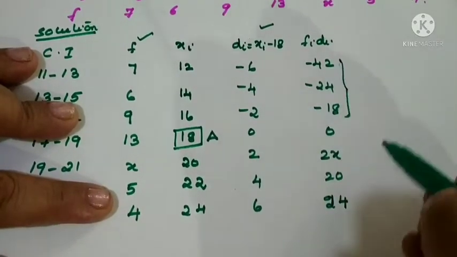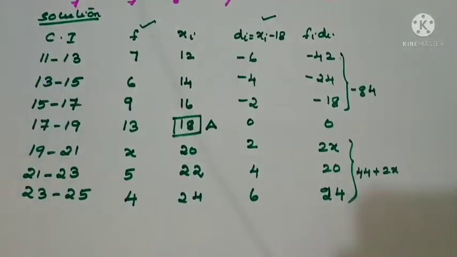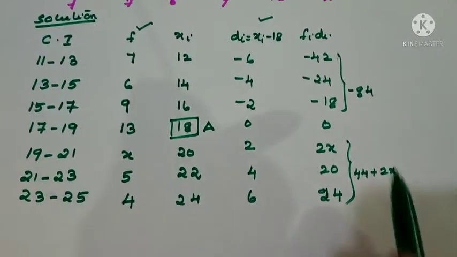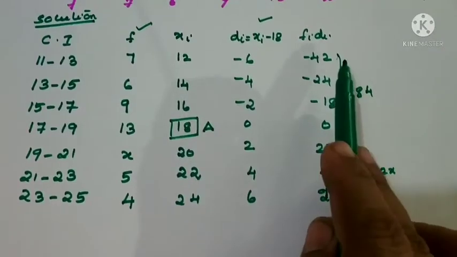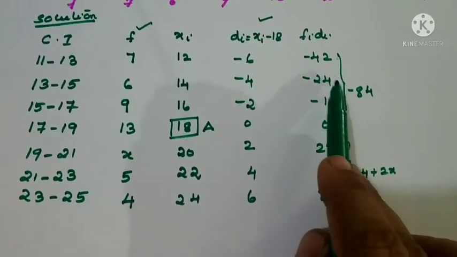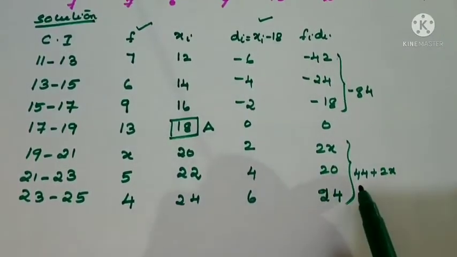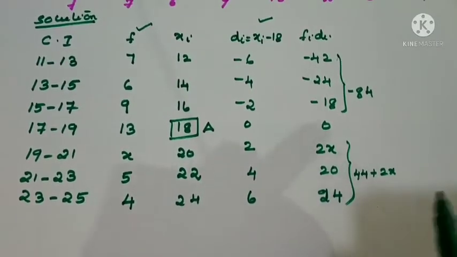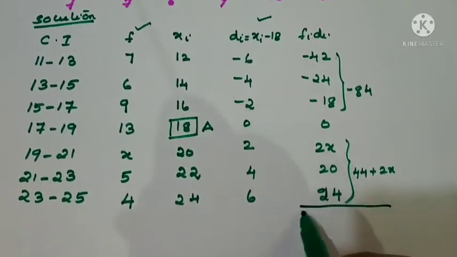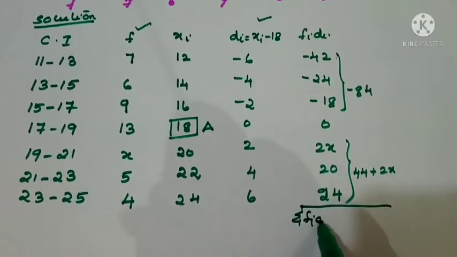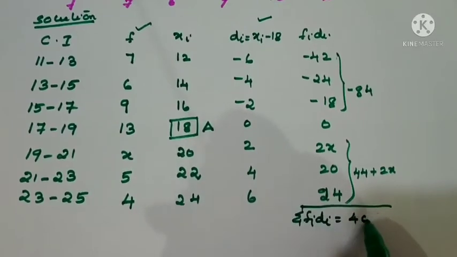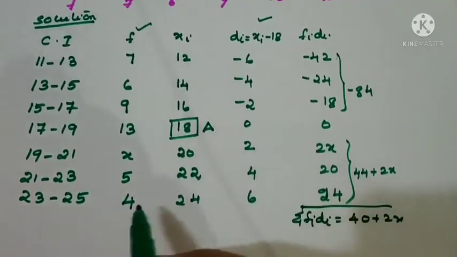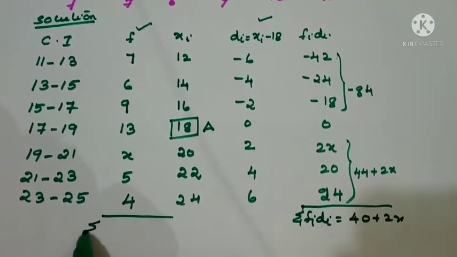So we have to find the sums. What are the negative terms? When we do the negative sum here, we'll get minus 84, and here on the plus side 2x is coming, 2x is different only, so 44 plus 2x. So we got sigma fi di as minus 40 plus 2x, and here we should also add sigma fi.